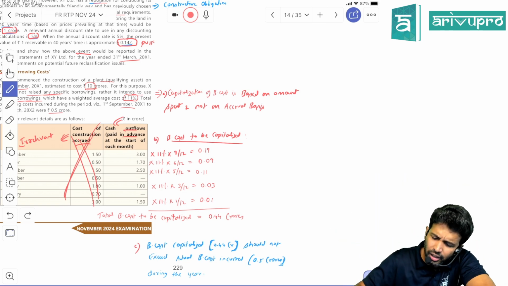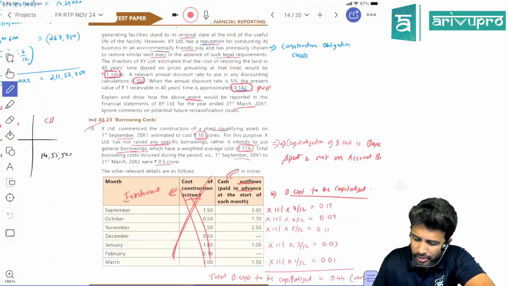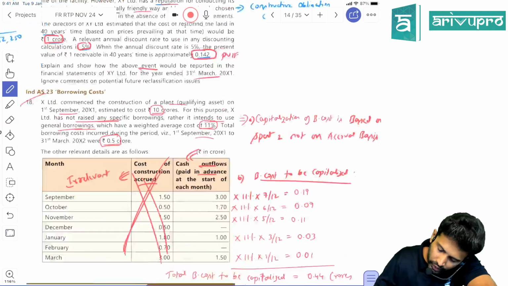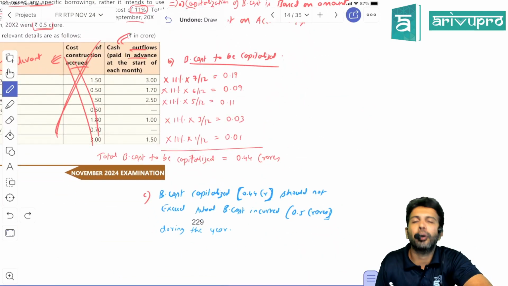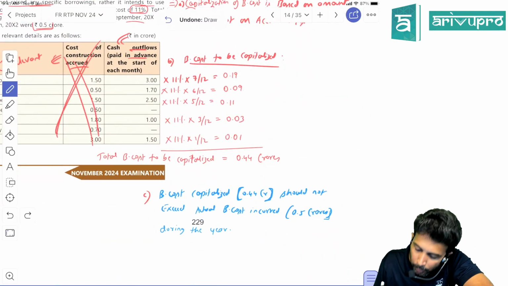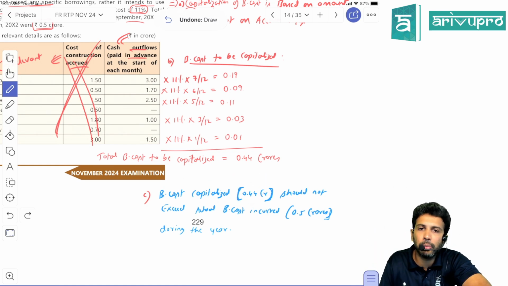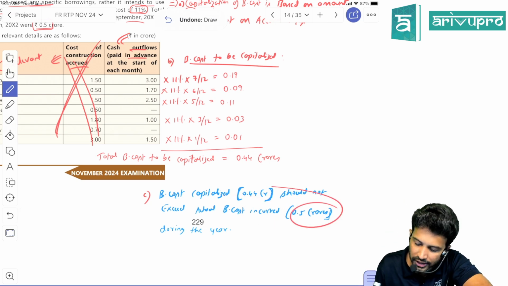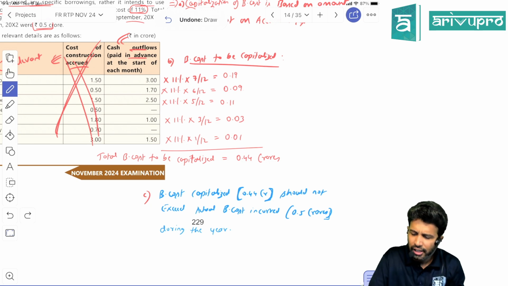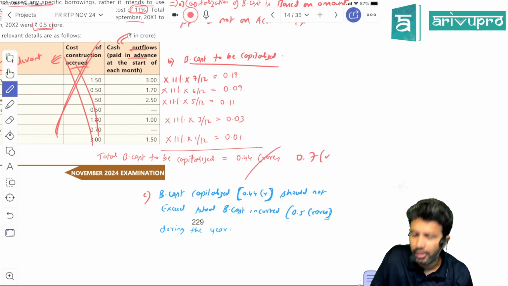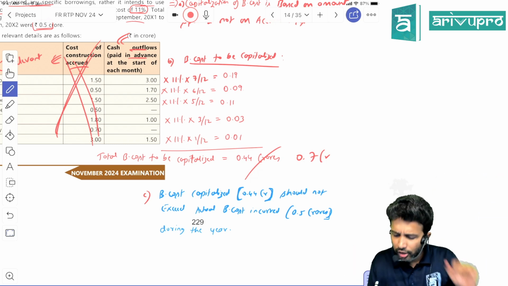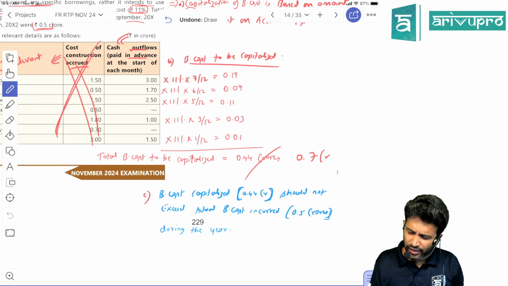Okay. Third conclusion, what you can write is, in this problem, specifically they told the actual borrowing cost incurred is only 0.5. How much are you planning to capitalize? 0.44. So that you need to write. Borrowing cost capitalized. In this problem, how much are you planning to capitalize relating to general borrowing? 0.44. It should not exceed the actual borrowing cost incurred, 0.5. Obviously, no sir. If this were supposed to be 0.7, can you capitalize 0.7? That will be nonsense. Why? Sir, you have incurred a borrowing cost of only 0.5, so can you capitalize 0.7?